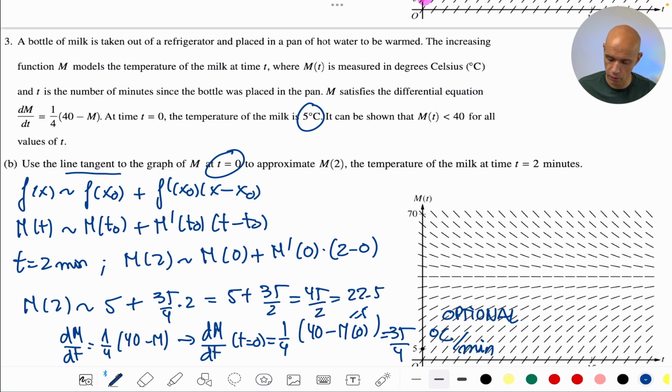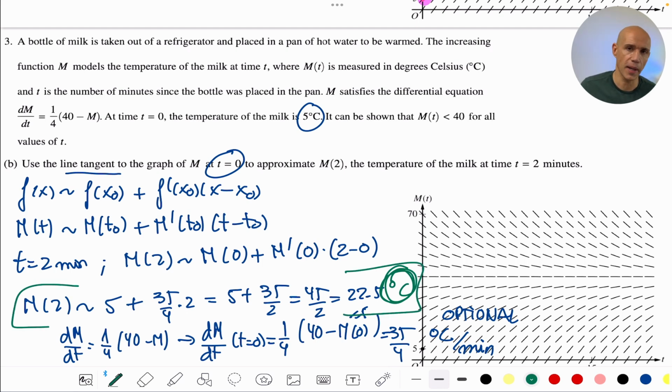very, very important, degrees Celsius. Okay? So that's the value. The answer is therefore that the approximate temperature is 22.5. Now, is that an overestimate? So is the true temperature below 22.5, or an underestimate, and therefore the true temperature is above 22.5?